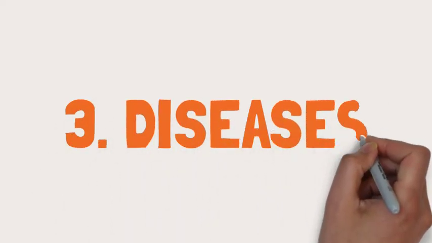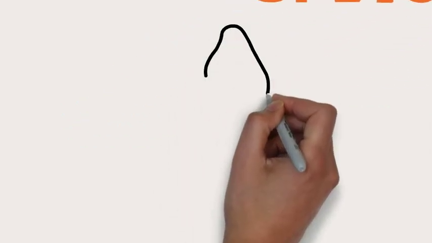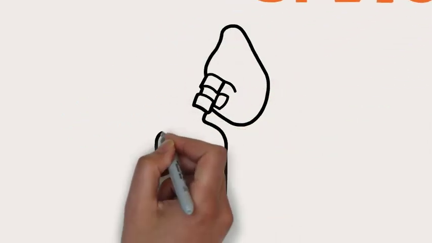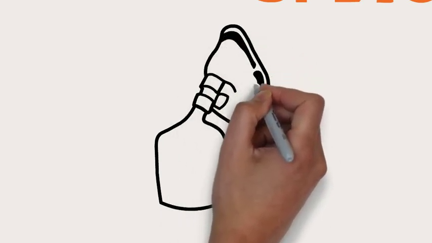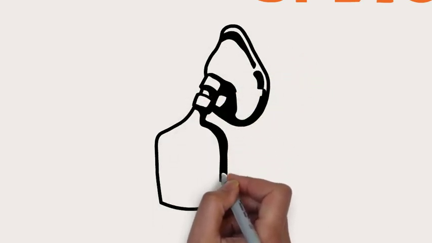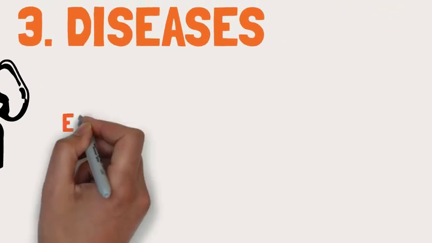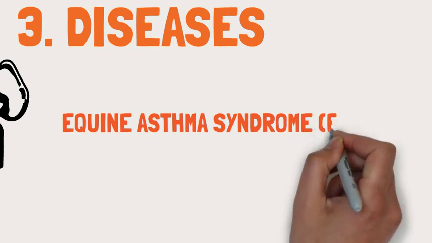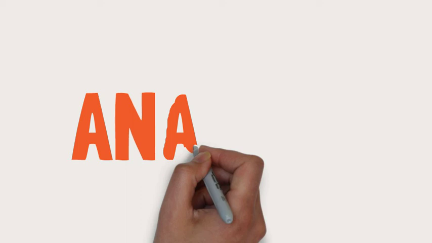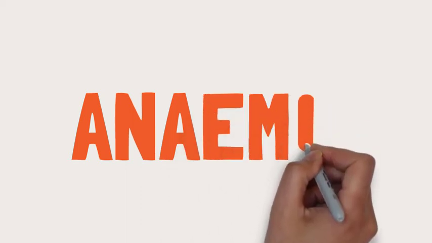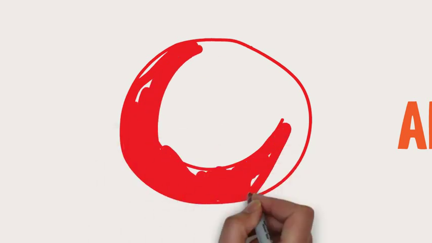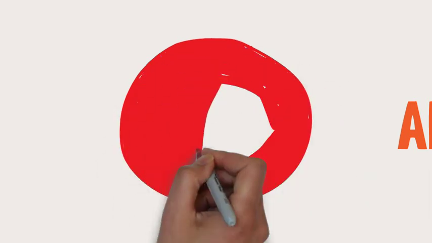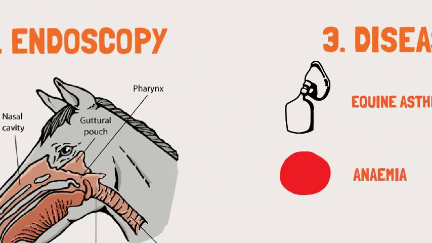Now, the disease. Thanks to the information from the clinical examination and the observation during the endoscopy, we can suppose two types of disease. The first one is equine asthma syndrome. Different diseases could cause this syndrome, as for example, recurrent airway disease caused by inhalation of dust. Then, anemia. As the red blood cells are responsible for the transport of oxygen all around the body, the lack of them could lead to some difficulty to breathe. Both of those diseases could be present too.